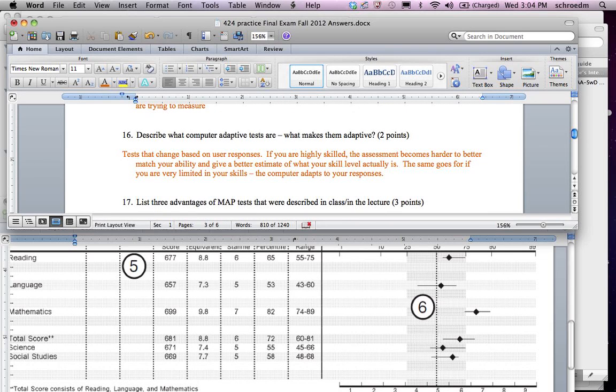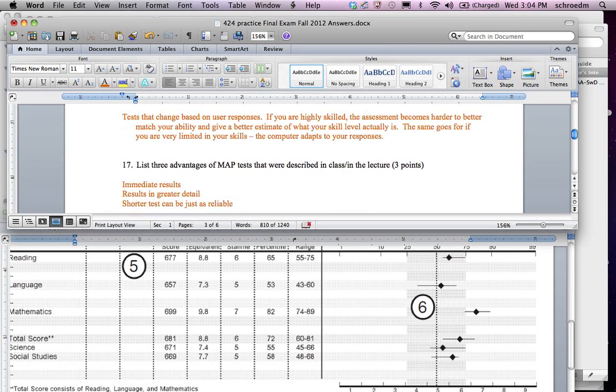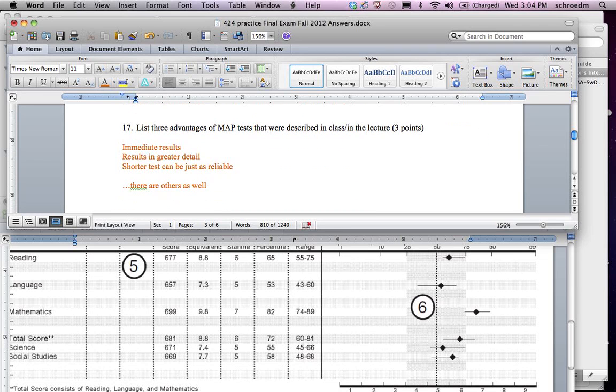We talked in class about adaptive tests and what makes them adaptive. I don't think I need to say anything more about that. I would like you to list 3 advantages of MAP. I put 3 down here. We talked about at least one more in class, so you can appeal to your notes in that case.